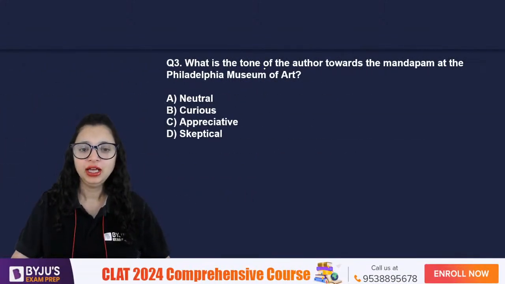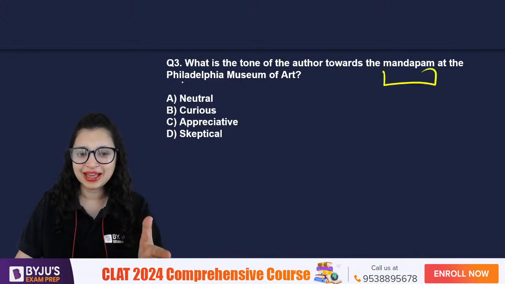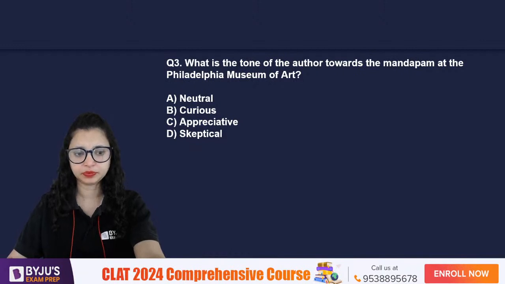Question number three, which is the tone of the author towards the Mandapam at the Philadelphia Museum of Art? Remember, author ka tone towards the Mandapam that's there in the Philadelphia Museum of Art. What will he think about that? Will he be neutral, curious, appreciative, or skeptical?